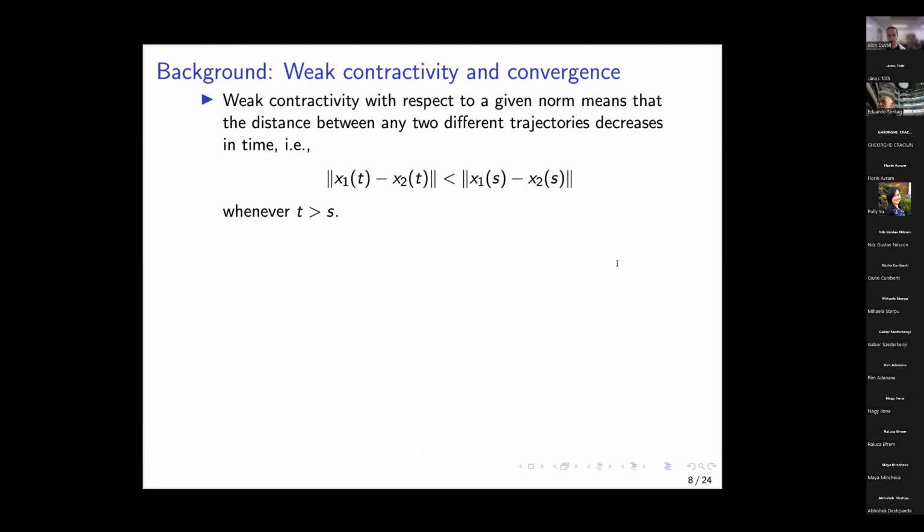So we're going to use the term weak contractivity. Suppose we have a space, a norm in the space. Weak contractivity just means take two trajectories. The distance between them is going to be strictly decreasing in time. They're not necessarily exponentially going towards each other, but strictly decreasing.